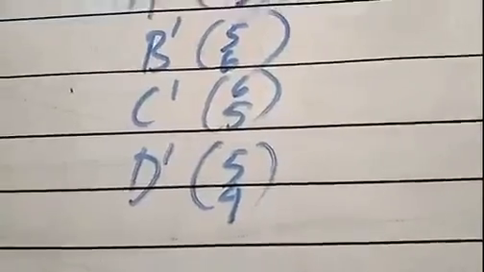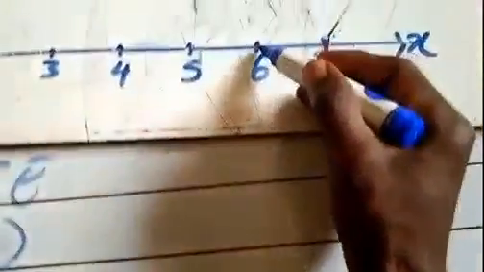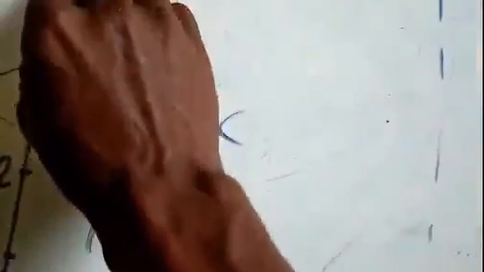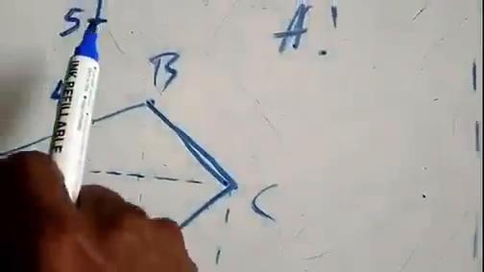Our C prime is 6 column 5: 6 on the x-axis and 5 on the y-axis. Here it's 5 on my y-axis. I will trace to 6 on my x-axis, which will be something around this place. So I have my C prime here, that is 6 column 5.